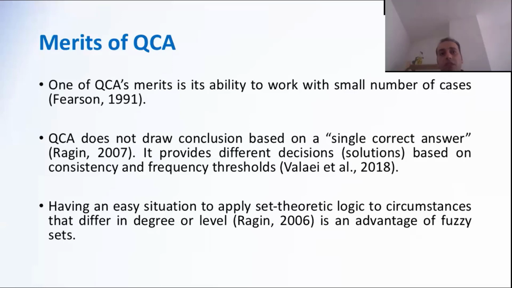does not draw conclusions based on a single correct answer. So, for example, a positive or negative relationship between two variables, but it provides different solutions, which are called solutions or configurations, based on consistency and frequency thresholds, which later on I will be discussing.